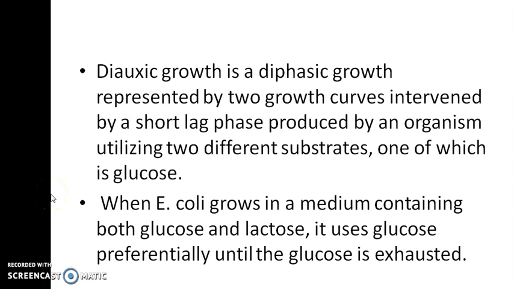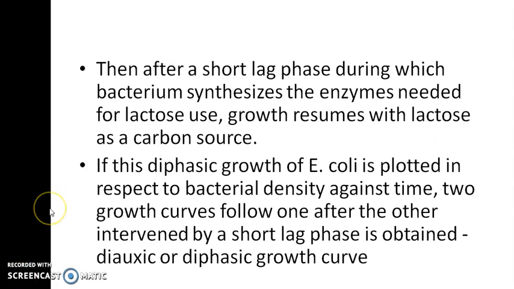Diauxic growth is a diphasic growth represented by two growth curves intervened by a short lag phase, produced by an organism utilizing two different substrates, one of which will be glucose. When E. coli grows in a medium containing two substrates, that is glucose and lactose, it uses glucose preferentially until the glucose is exhausted. Then after a short lag phase, during which the bacterium synthesizes the enzyme needed for lactose use, growth will resume with lactose as a carbon source.